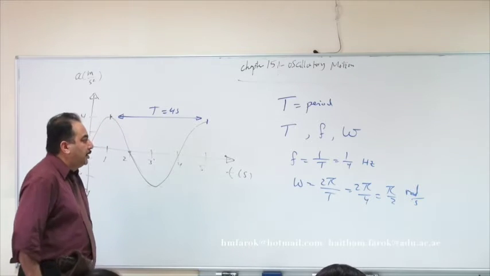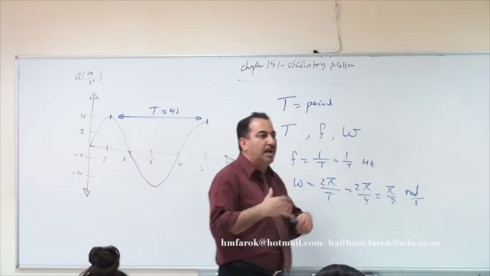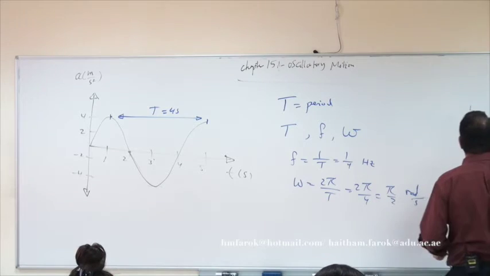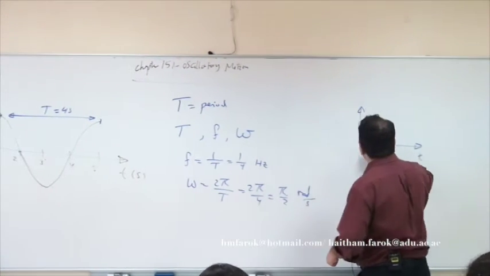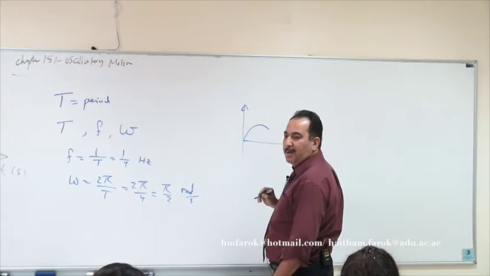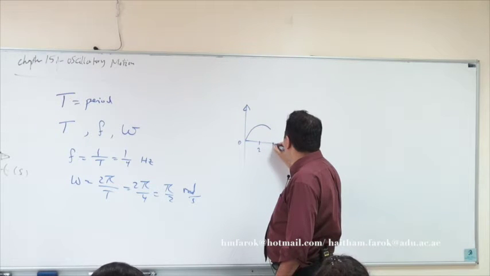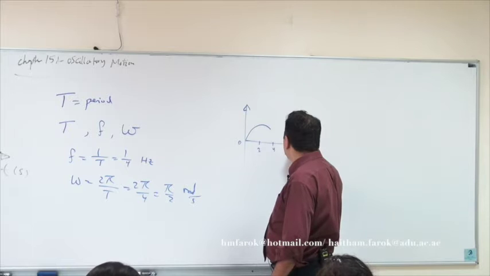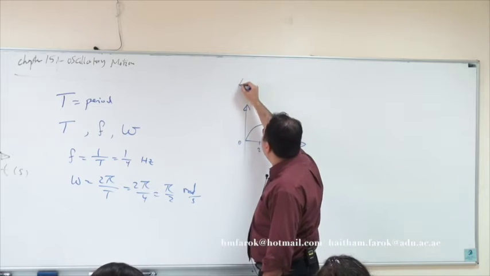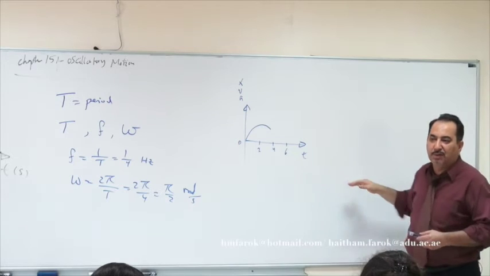Okay? Now, let's say you have a graph which is not so complete like this. Any graph, x-t, v-t, like this one. Let's say you have a graph up to here. And this is 0, 2, 4, 6. Yeah? And this could be anything. Could be x, v or a. The y-axis can change, yes? But the x-axis is always time.